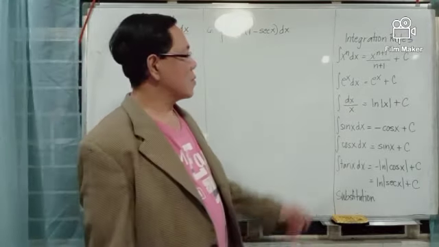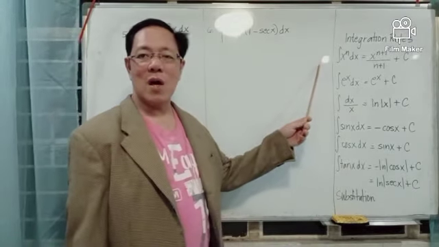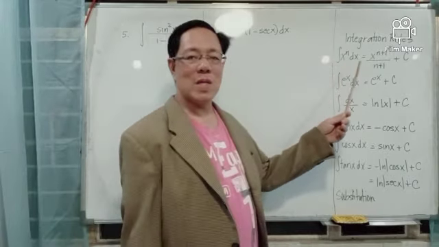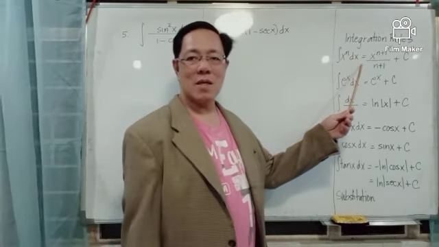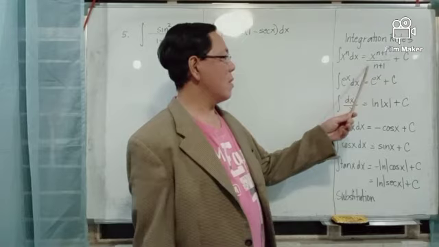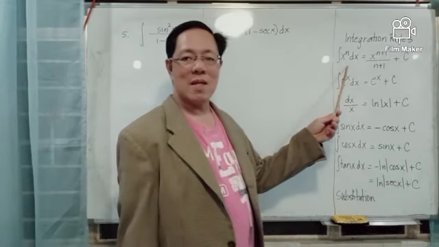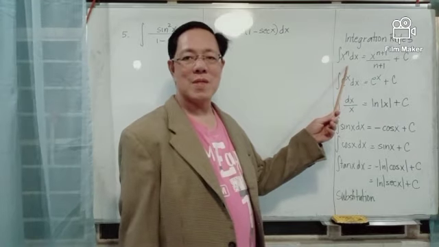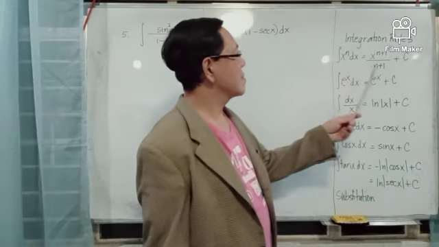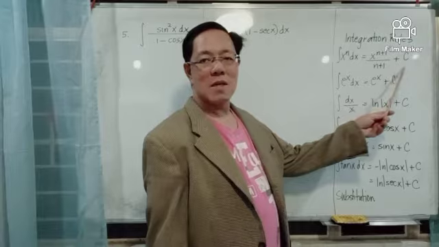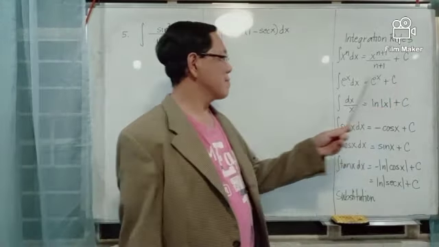And we started out last time with the integral of x to the n with respect to x. It is equal to x to the n plus 1 over n plus 1, where the exponent n is not equal to negative 1, plus the constant of integration c.